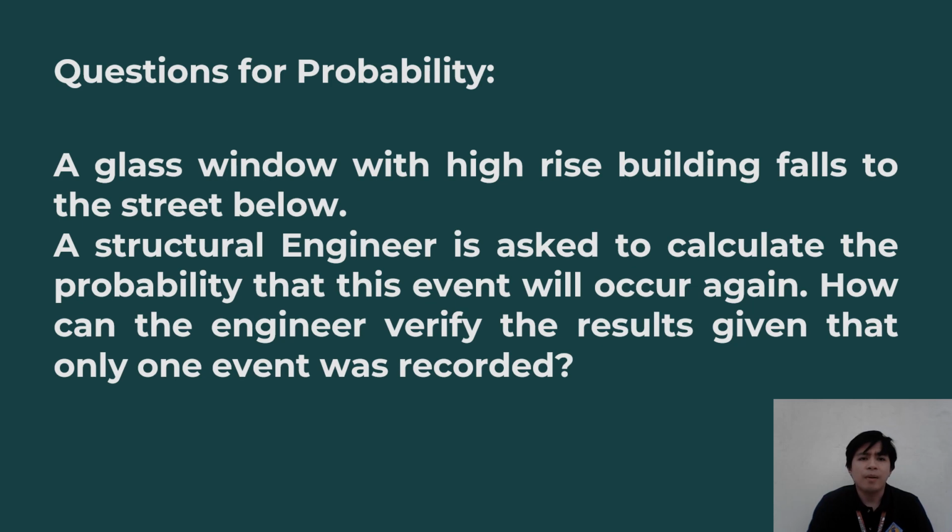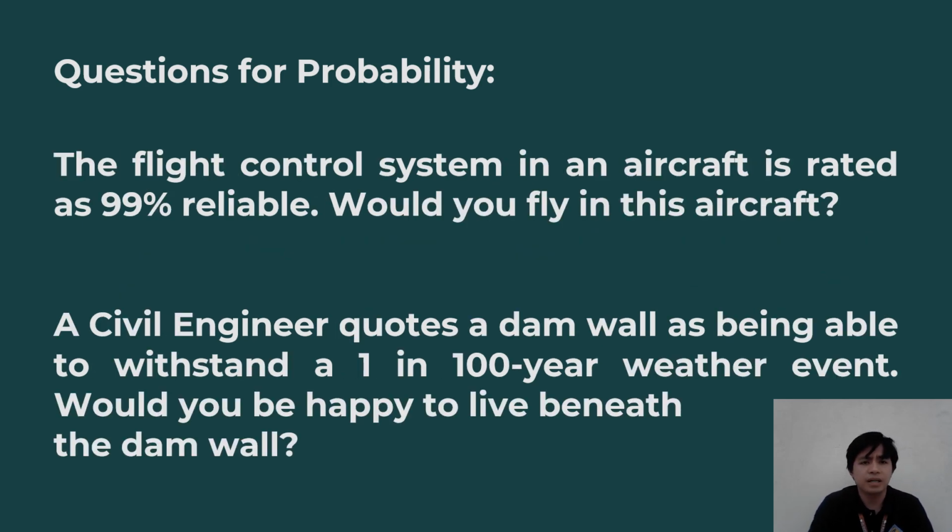Alright, I have here some examples. My examples here are questions for probability. A glass window from a high-rise building falls to the street below. A structural engineer is asked to calculate the probability that this event will occur again. How can the engineer verify the results given that only one event was recorded? The other one is the flight control system in an aircraft is rated as 99% reliable. Would you fly in this aircraft? And last one, a civil engineer quotes a dam wall as being able to withstand a 1 in 100-year weather event. Would you be happy to live beneath that dam wall?